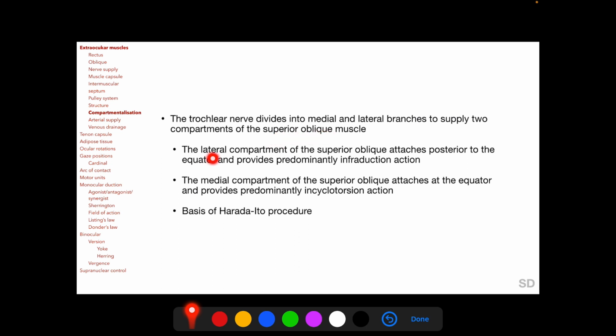The lateral compartment of the superior oblique muscle attaches posterior to the equator and provides predominantly infraduction action, and the medial compartment of the superior oblique muscle attaches at the equator and provides predominantly encyclotorsion action. This differential innervation of the superior oblique muscle is the basis of the Harada-Ito procedure, which is done for patients with superior oblique muscle palsy to enhance the encyclotorsion action of the medial compartment of the superior oblique muscle.